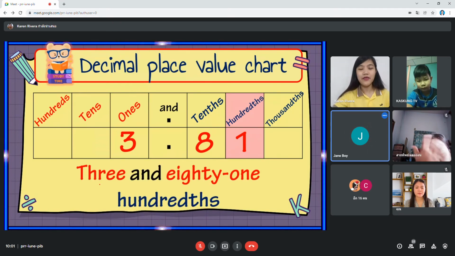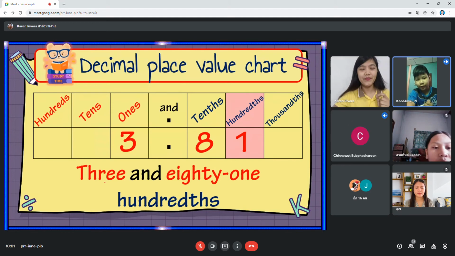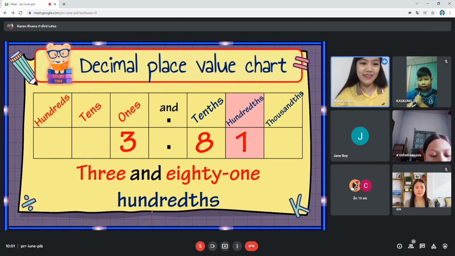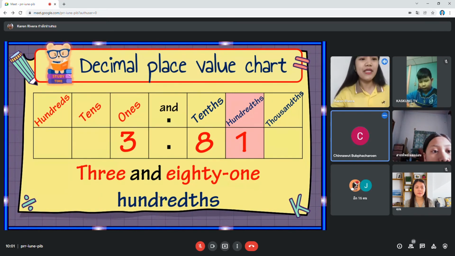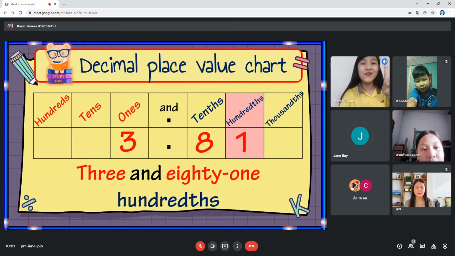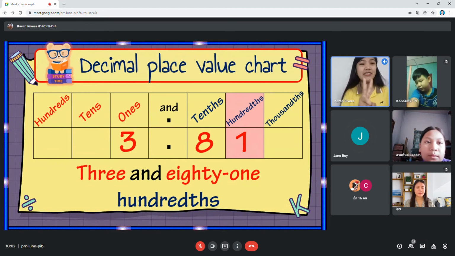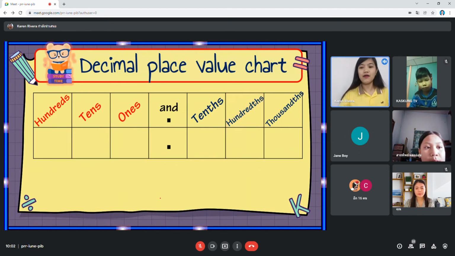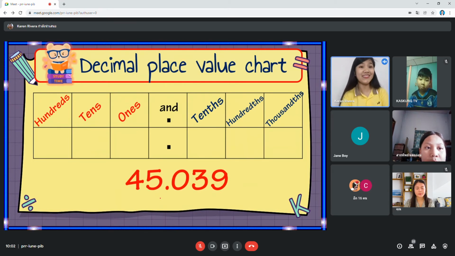Here, can you read it? 3 and 81 hundredths. Why hundredths? Because how many decimal places do I have? 2. Very good. I have 2 decimal places. Next. This one. What is that?